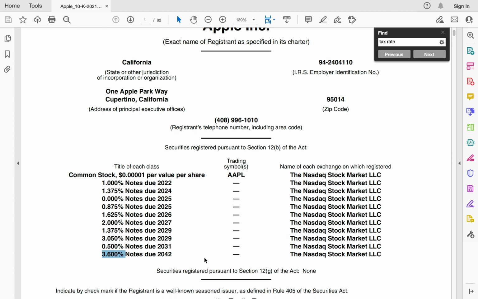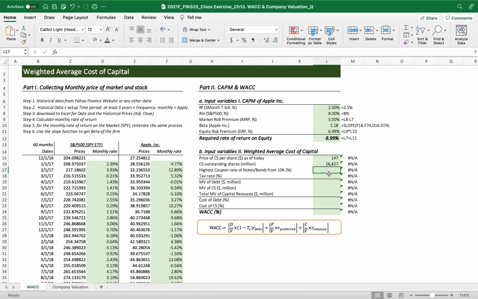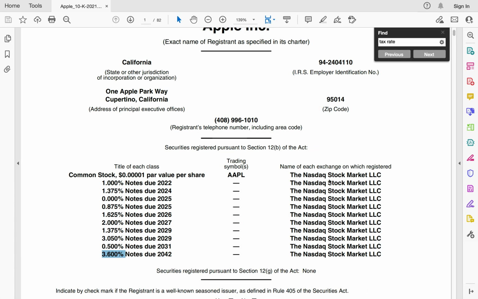So it depends on your judgment, but in my case, I want to use as high a cost of debt as possible to get a more reasonable, more conservative intrinsic value of a stock. Because of the 3.6 out of all these notes that have been issued, we can increase the weighted average cost of capital, which decreases the intrinsic value of the stock. So I put 3.6%.